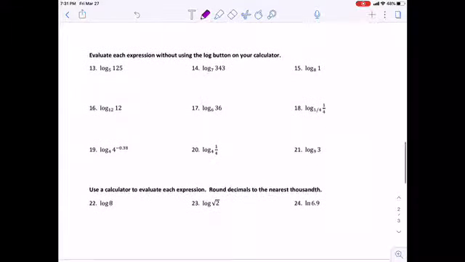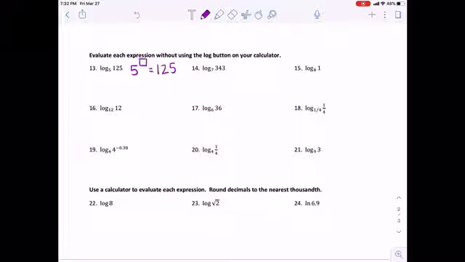For this next section, I'm asking you to evaluate the expression without using the log button of a calculator. So you can still use a calculator, just don't push the log button. Number 13, we have the log base 5 of 125. Remember that the answer to a log is the exponent. So I can think of this as 5 to the what power equals 125. Well then, if I play around on my calculator, I'll notice that 5 to the third power equals 125, which means the answer to this problem is 3.